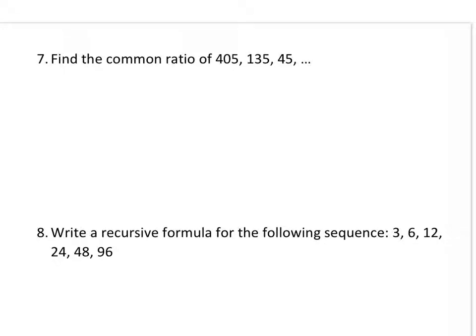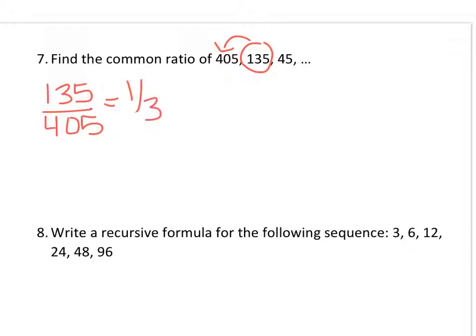Okay, so number 7. Find the common ratio of 405 to 135. So what is 135 divided by 405? And you should get a crazy looking decimal. It's going to be like 0.33333. So instead of writing that crazy decimal, let's change it to a fraction. So hit Math, Enter, and you should get 1/3.